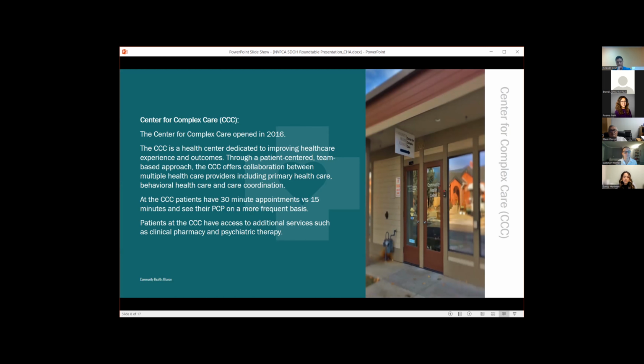The CCC offers collaboration between multiple healthcare providers, including primary care, behavioral health, and care coordination. At the CCC, patients have 30-minute appointments versus the 15-minute appointments they would have at the other health centers, and they see their PCP on a more frequent basis. Patients also have access to additional services such as clinical pharmacy and psychiatric therapy.